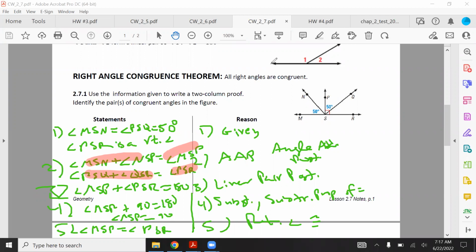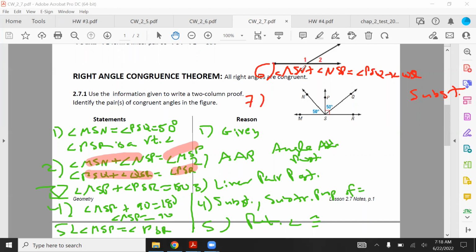So here we got step 6, I'll do over here. So now you can say angle MSN plus angle NSP equals angle PSQ plus angle QSR. And that's due to substitution, because I replaced MSP and PSR with those expressions.